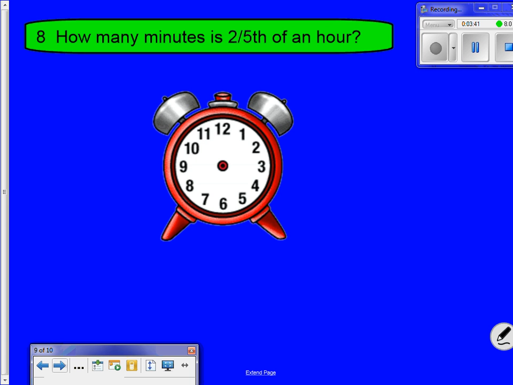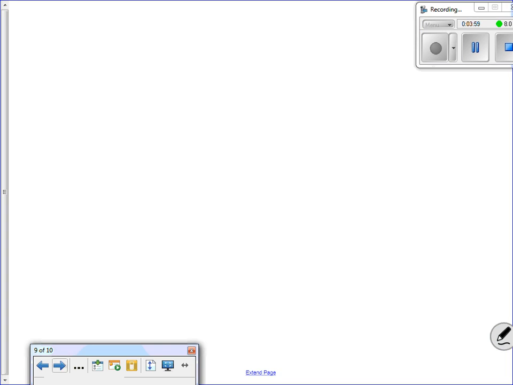How many minutes is 2/5 of an hour? All right, well, I have 2 over 5. I want to find out the part of the whole, so that means I have a 60 as my whole. 5 times 12 is 60. 2 times 12 gives me 24. 24 minutes would be 2/5 of an hour.